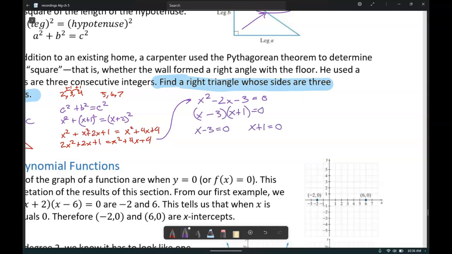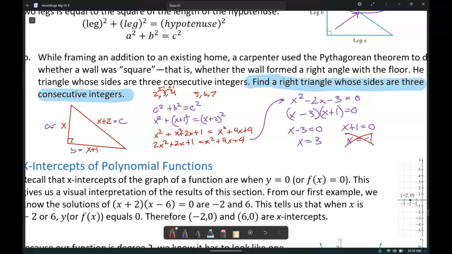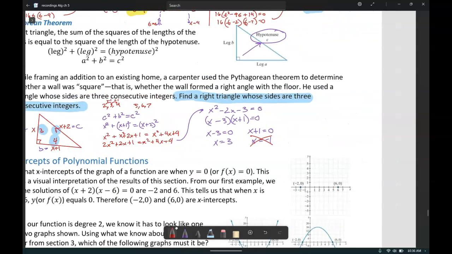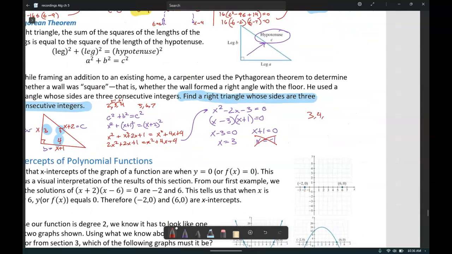Zero factor property, and we get two values. Now length can't be negative, so we need to ignore the negative value. So the length of the shortest leg has to be 3. Since the shortest leg is 3, the next consecutive value will be 4, and then a hypotenuse of 5. So the legs are 3, 4, and 5.